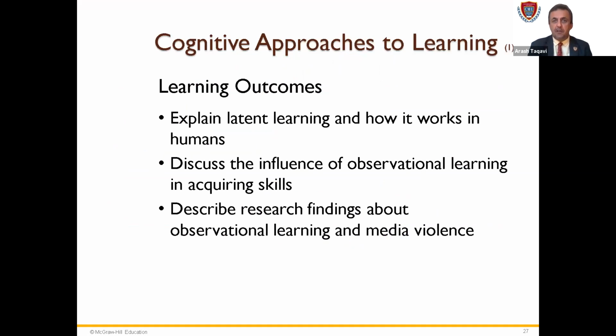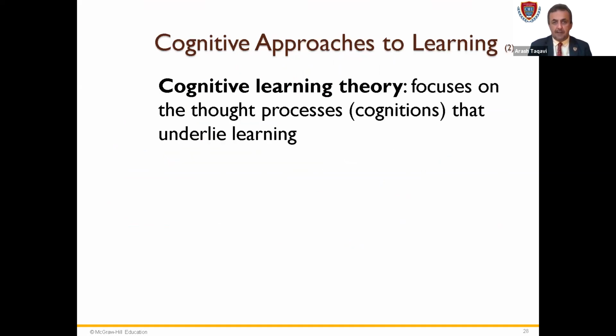The next part of this chapter talks about cognitive approaches to learning. The learning outcomes are: one, explain latent learning and how it works in humans; two, discuss the influence of observational learning in acquiring skills; and three, describe research findings about observational learning and media violence.